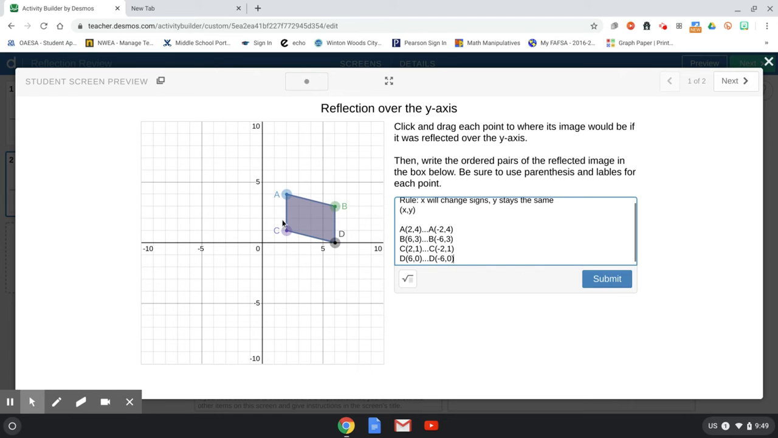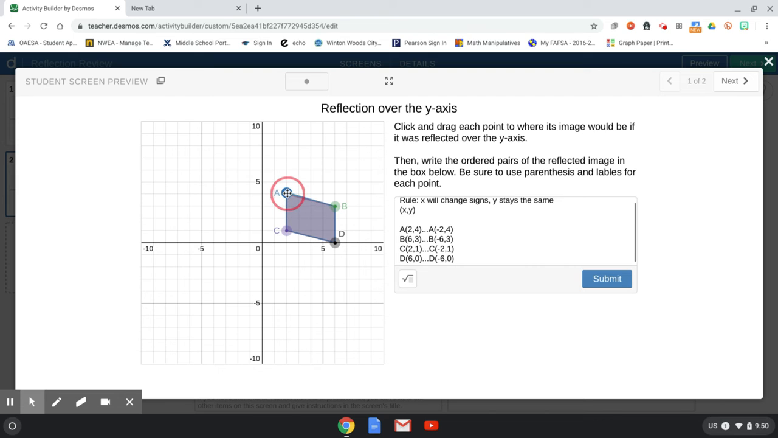You can do one of two things. You can either plot these points on the graph, drag A over to (-2, 4), drag the letter for B over to its point. Or I look at this and I'm reflecting over this big center line right here. If I look at A, it's 2 units away from the y-axis.